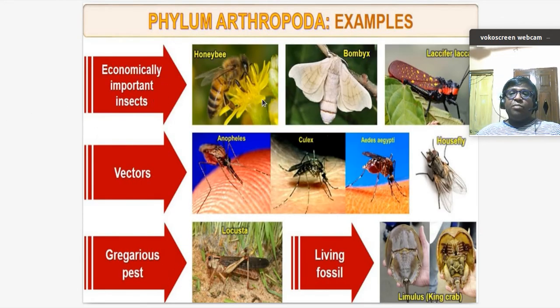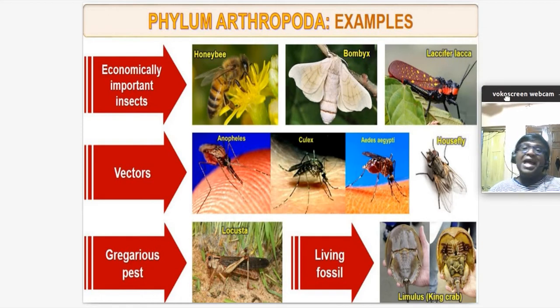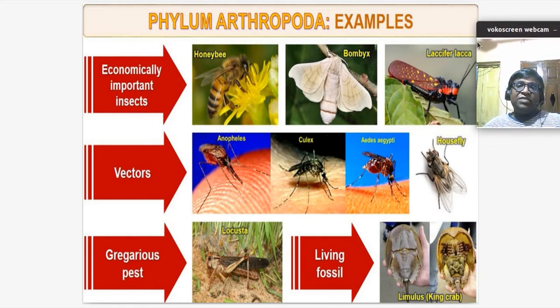So economically important insects are the honeybee, from which we get the honey as well as wax. Bombyx mori, it is the silk moth. So we extract the silk fibers from the cocoon. The Laccifer lacca insect, from which lac is obtained.